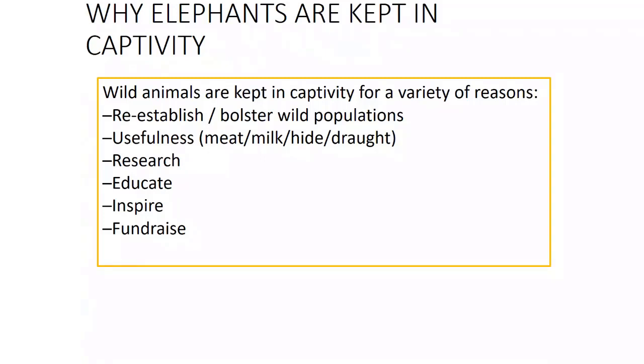So first, some of you may know a lot of important exotic animals are captured and kept in captivity. Why are elephants important and why are elephants kept in captivity? Mostly wild animals are kept in captivity for a variety of reasons. One is to guarantee that if something goes wrong in the wild population, they should have some population to replace or re-establish it. That is the main reason. Or maybe the animal is useful for meat, milk, hide, draught, like yak or Dromedary camels, or like mithun, Bos frontalis, which is important for meat, milk, hide, but is still a wild animal. And it's an important topic for research. It's used to educate people, to inspire the public, and it's also good for fundraising.